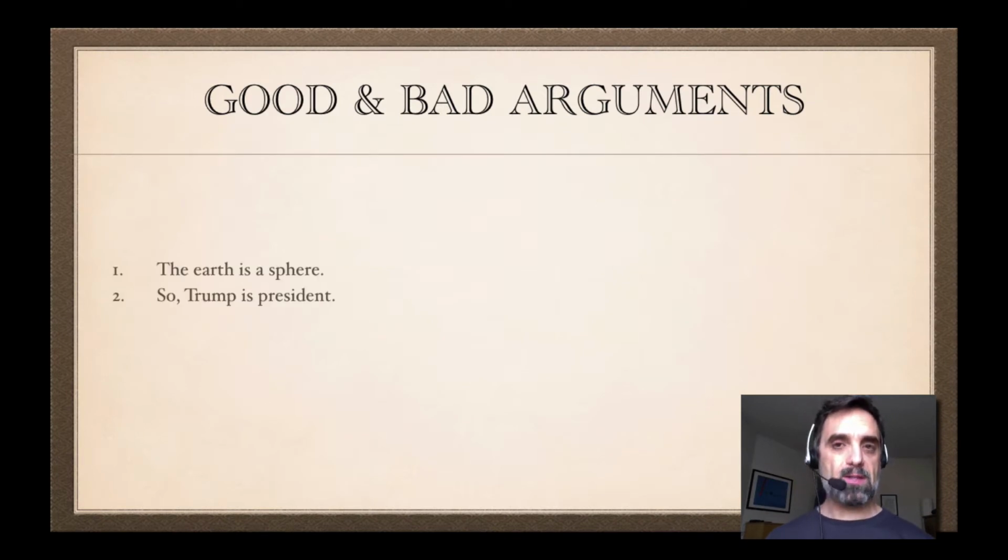So consider this argument. The Earth is a sphere, so Trump is president. So claim number one is the premise, and claim number two is the conclusion. Is claim number one a good reason to believe the conclusion? No. Claim number one is true, and claim number two is true, but there's no connection between them.